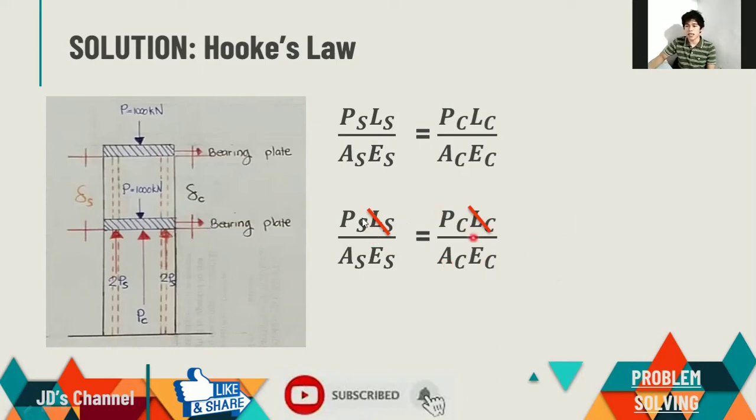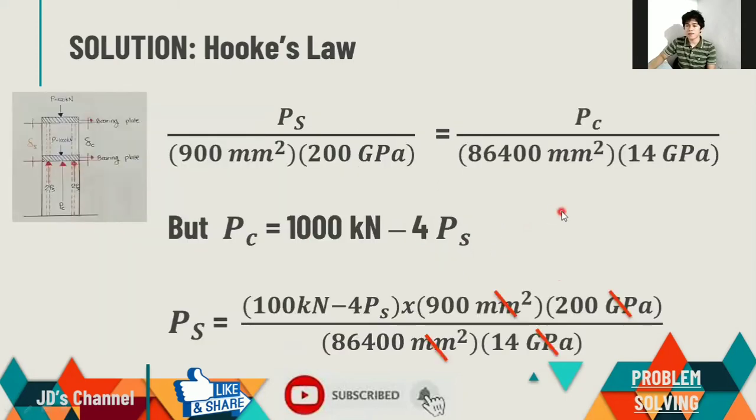Kasi nag-eliminate tayo ng length. So ngayong class, ang mangyayari ngayon is substitute na natin yung ating given. So we have this P sub S, which is yung hahanapin natin, yung ating force, over A, which is yung area ng ating steel na 900 mm squared, and yung kanyang modulus of elasticity na 200 GPa.